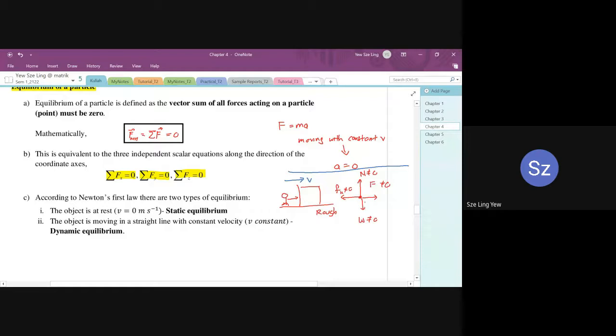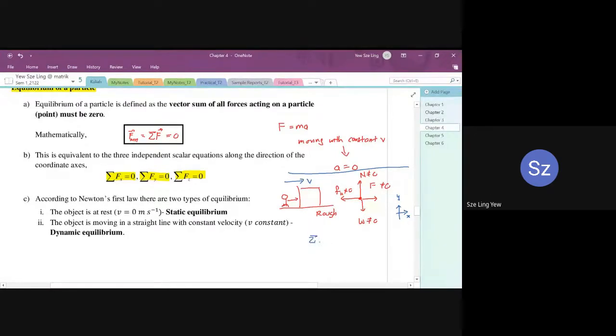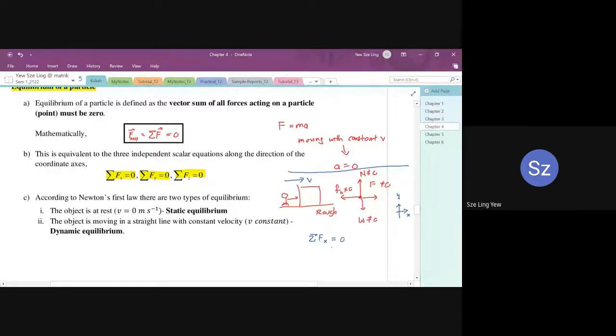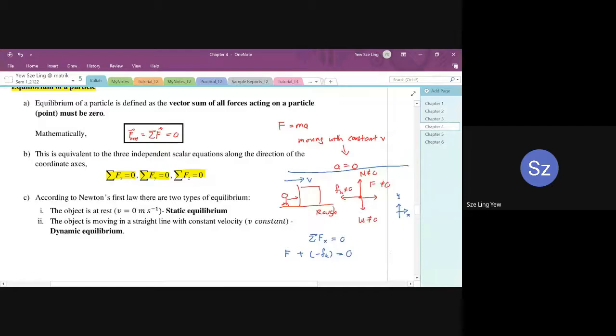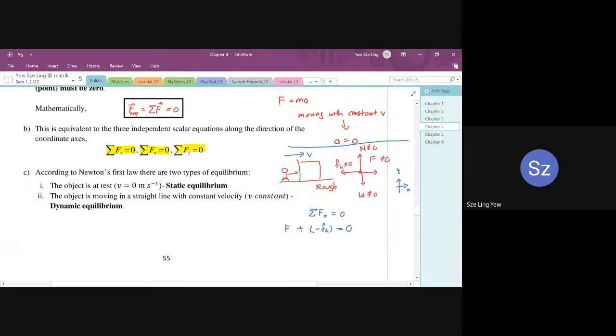I'm going to solve them by component. Now I have x component and also y component here. In the x component, I have two forces. According to Newton's first law, equilibrium of particle, summation Fx is equal to 0. Now that I have two forces, I have F, external force going to the right-hand side, so positive F, plus, now frictional force going to the left, so plus negative frictional force. So total is equal to 0. That is what it meant. So when you add them up, total is equal to 0.